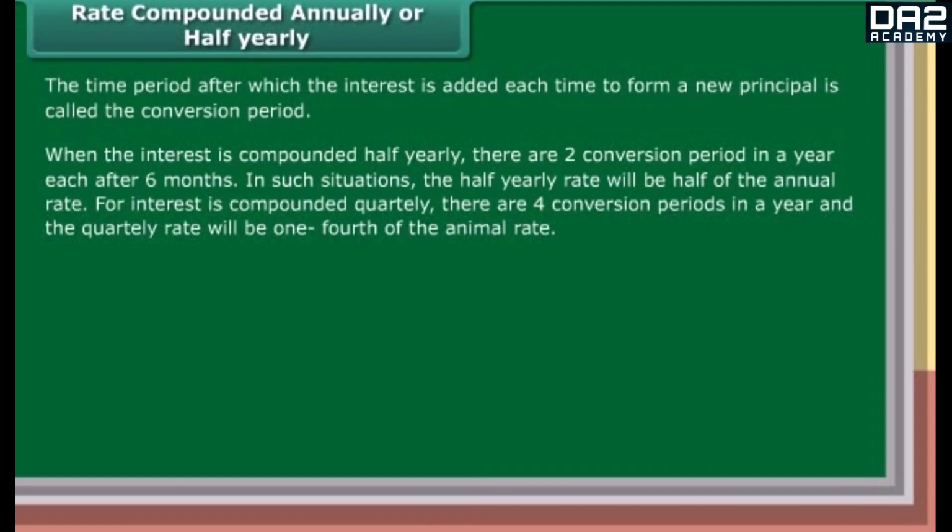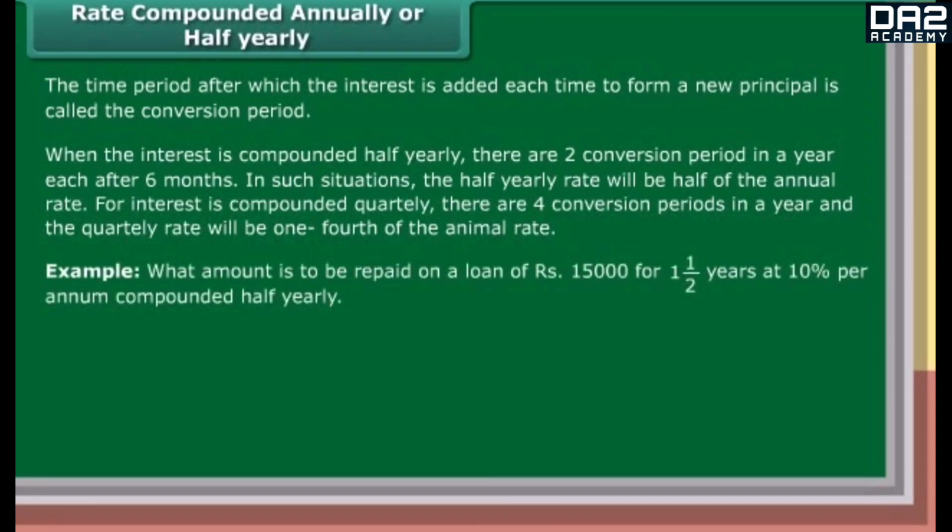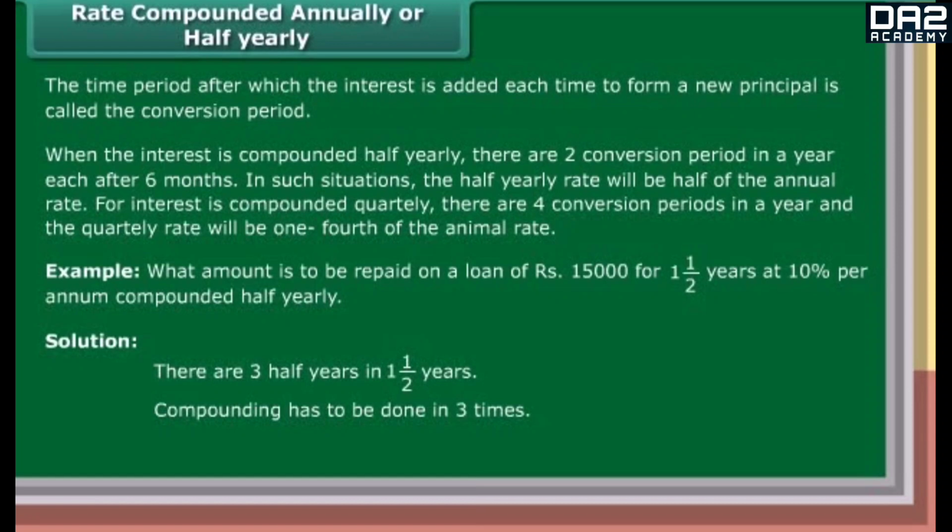Example: what amount is to be repaid on a loan of rupees 15,000 in 1.5 years at 10% per annum compounded half-yearly? Solution: there are 3 half years in 1.5 years. Compounding has to be done 3 times. Rate of interest is equal to half of 10%, which is equal to 5% half-yearly.